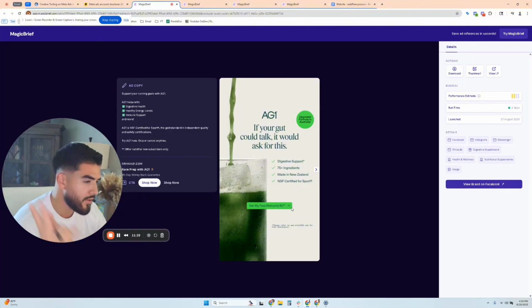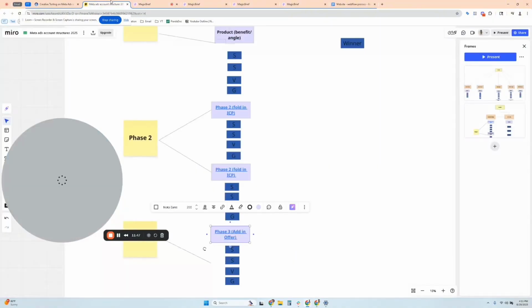So the way they could have intersected all three of these is, if you're a runner, your gut is begging for this. Boom. You just did your targeting in the ad copy overlay. You have your key points here, and then you have the offer: get my free welcome kit. Boom. That's how you intersect all three of those.